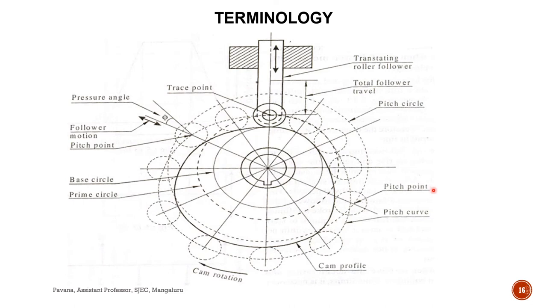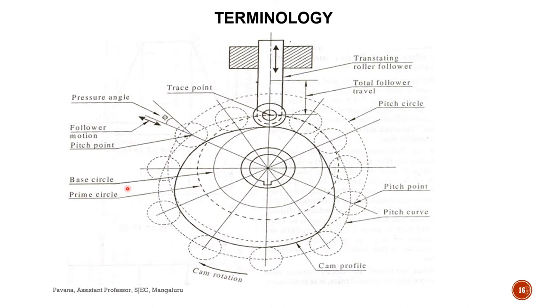Next one is the pitch point. It is shown here. The point which corresponds to the maximum pressure angle is called the pitch point. So where you have the maximum pressure angle, there it is called the pitch point, and the circle drawn at the cam center that passes through the pitch point is called the pitch circle. You can see here the pitch circle, the dotted one, which is drawn with the help of the pitch point.